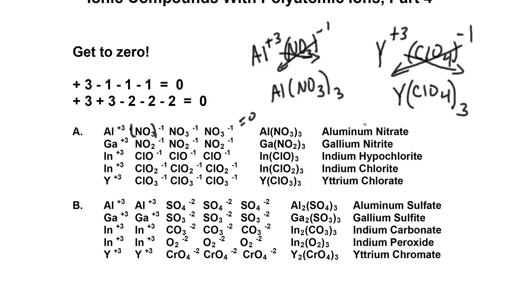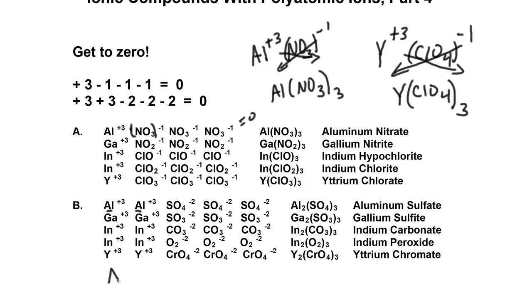Let's use our other math equation: +3 +3 -2 -2 -2 equals 0. Again, I'm going to start off with aluminum. These are +3 ions, but now I'm going to use a polyatomic ion that is a -2, like sulfate. Sulfate has a -2 charge. So I'm going to get Al2, because I have 2 of the aluminum ions, and sulfate, I have 3 of those ions. My formula is going to be Al2, parentheses, SO4, close the parentheses, subscript 3, aluminum sulfate.